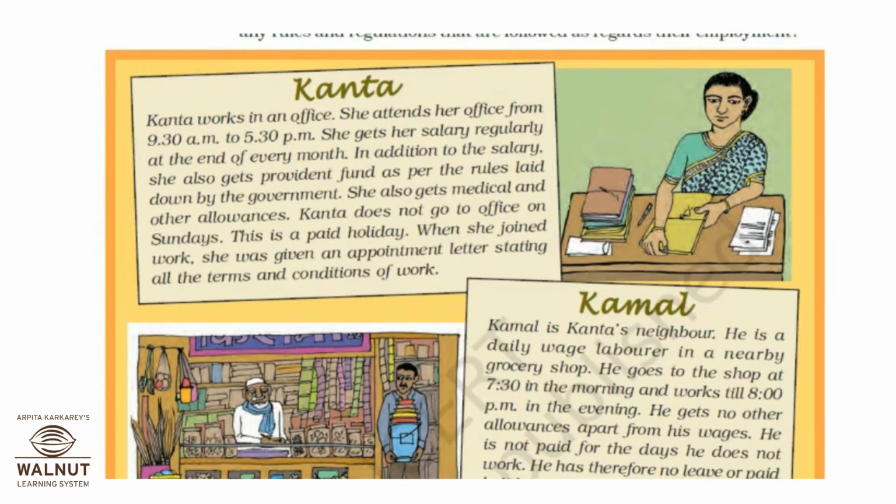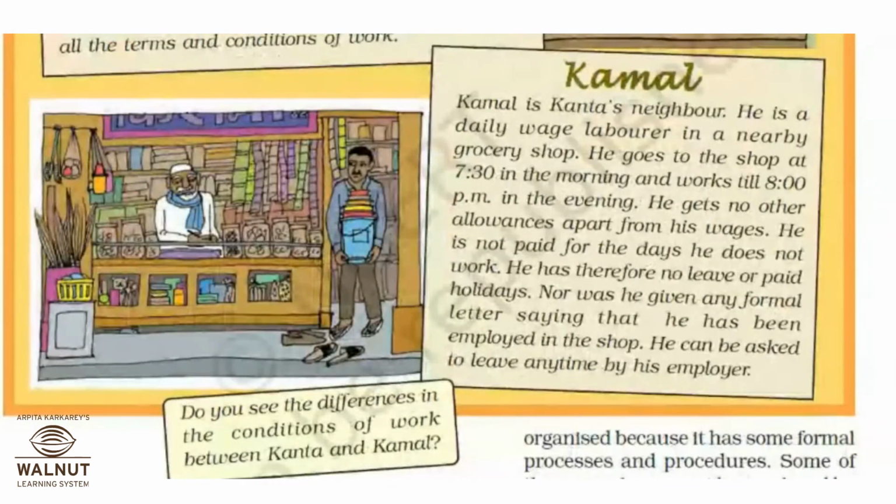Now let us go to Kamal's story. Kamal is Kanta's neighbor. He is a daily wage laborer in a nearby grocery shop. He goes to the shop at 7:30 in the morning and works till 8 p.m. in the evening. So more than 12 hours. And here in India, the minimum working time is 8 hours. So his working hours are 12. So you can see he is being exploited, time wise.